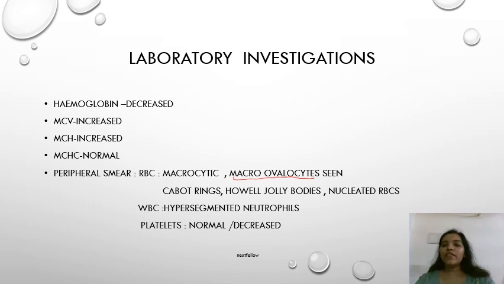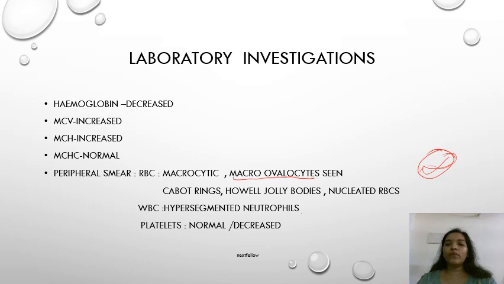Next, you can see Cabot rings. So within the RBCs, we can find an 8-shaped ring, and this is because of the nuclear remnants. Similarly, Howell-Jolly bodies, and there can be nucleated RBCs in case of megaloblastic anemia. This occurs because there is dyserythropoiesis or ineffective erythropoiesis, because there is a lack of DNA maturation. Normally, when there is good DNA maturation, there should not be any nuclear features or nuclear remnants within an RBC. RBC should be free of nucleus. Because there is a defect in the DNA maturation, there can be some nuclear remnants which can be seen in the form of Cabot rings, Howell-Jolly bodies, or nucleated RBCs.